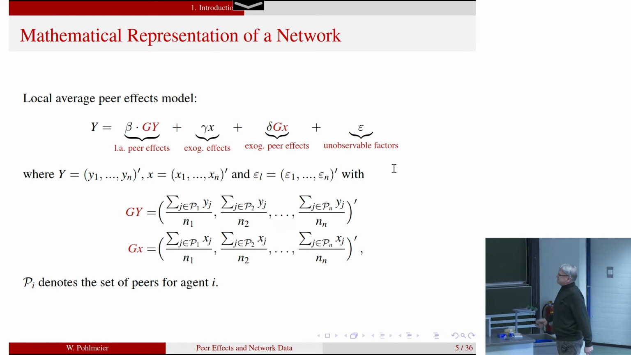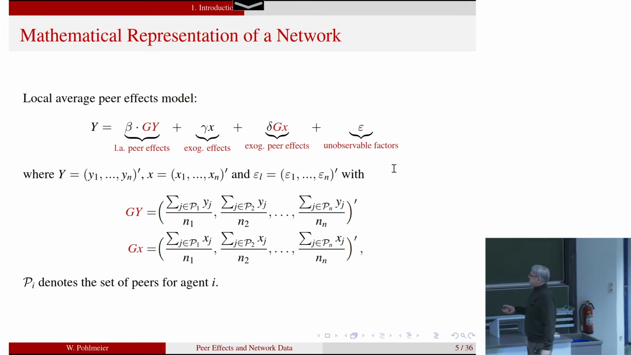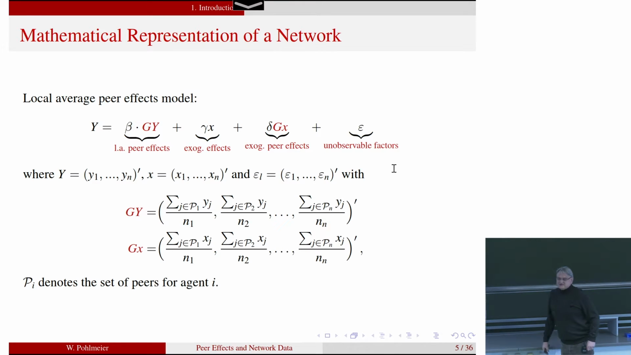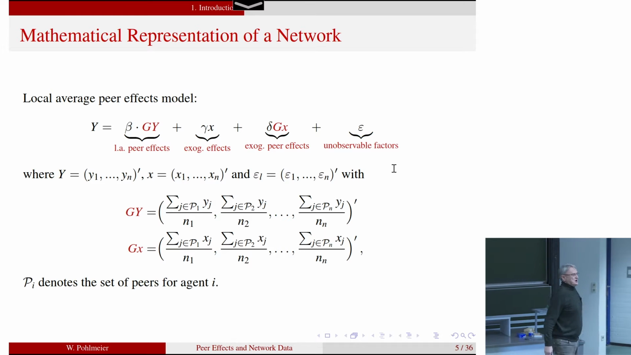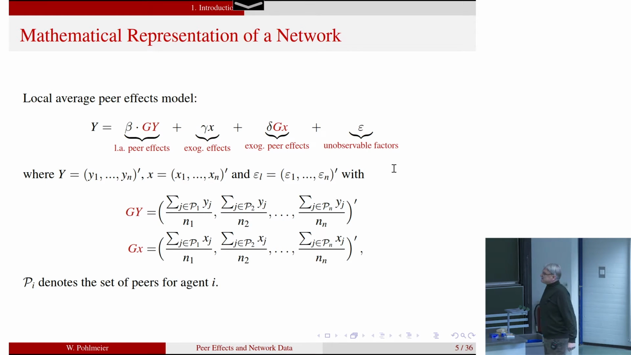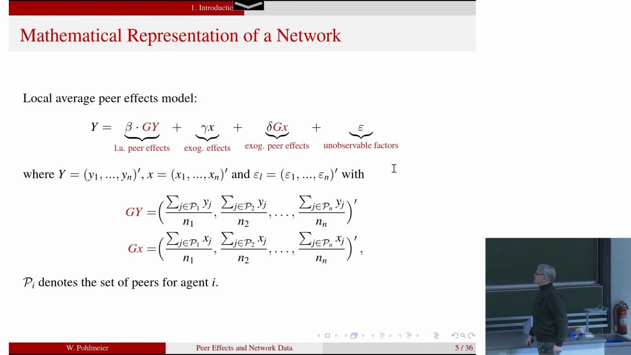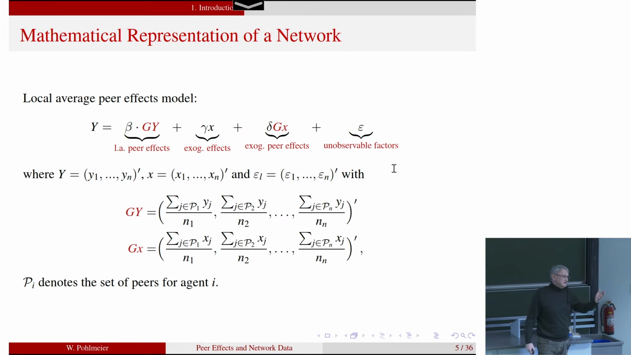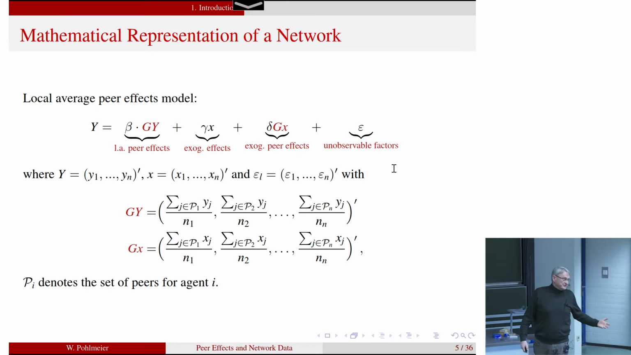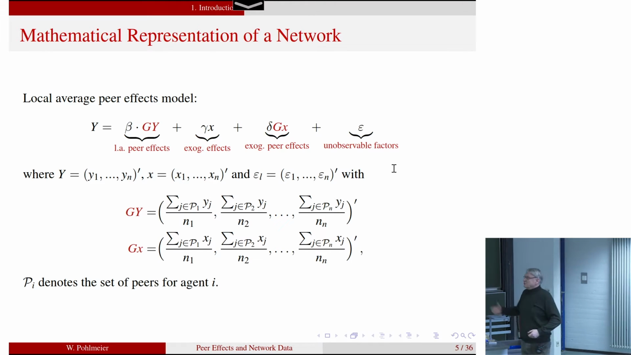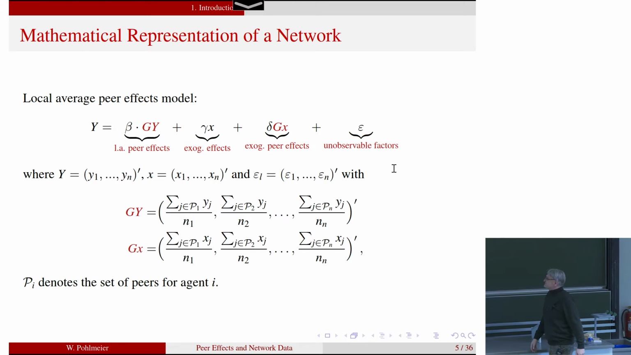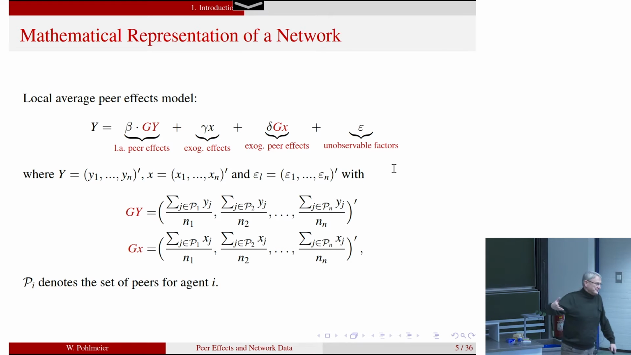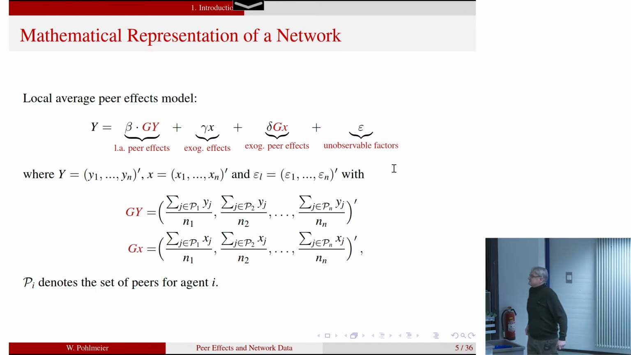There are exogenous effects, there are exogenous peer effects, and the unobservable factors. So what are exogenous effects? Well, in the study I'm going to present later on, it will be some features of the school class, for instance, the education of the parents, which affect the behavior of the students. So Y would be the student's performance, but there is also an effect of the peer group, the parents of the peer group, which affect this behavior.